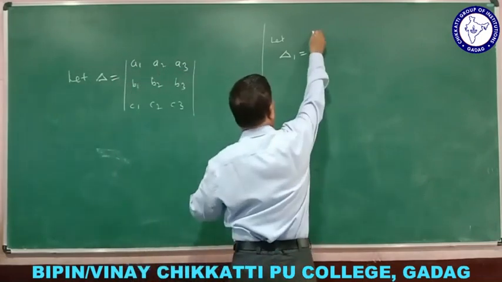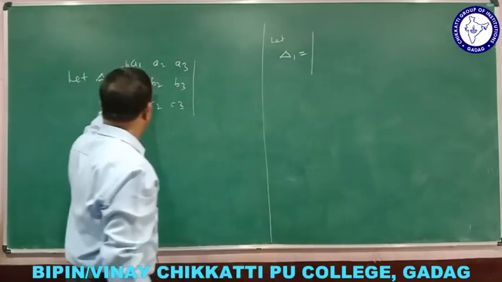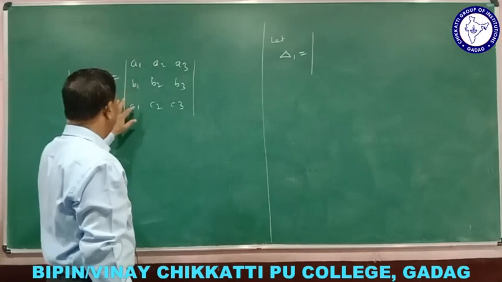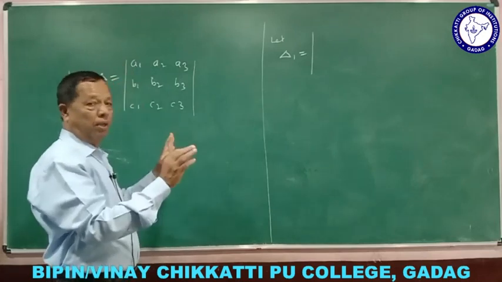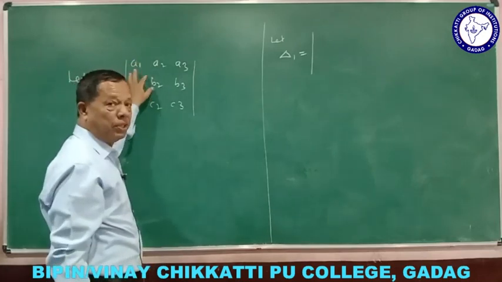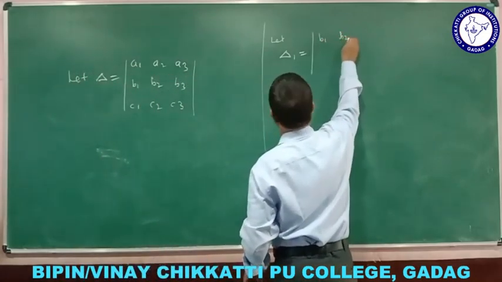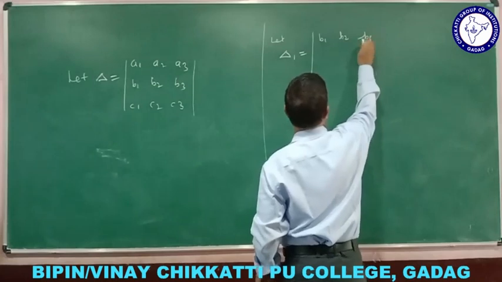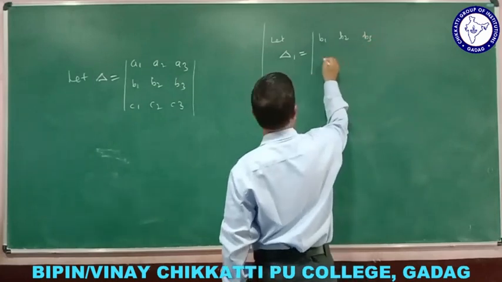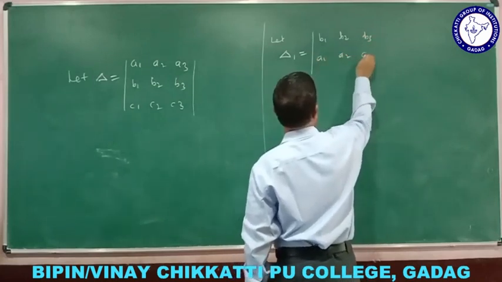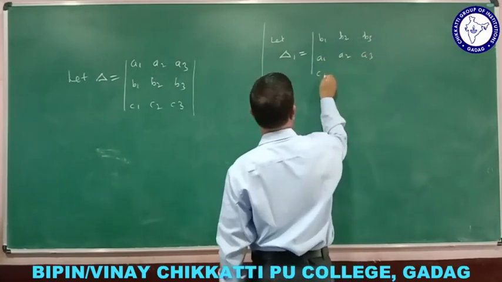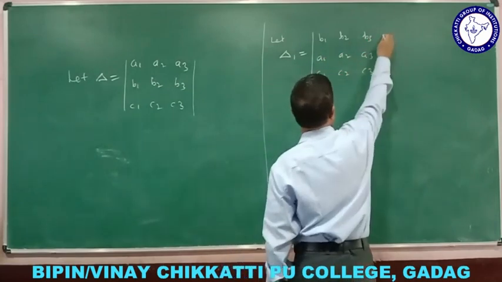And which two rows do we have to change? This to this, or this to this, or this to this, whichever you say. Shall I take these two, first and second? First and second means what? B1, B2, B3. Next, what do you say? A1, A2, A3. Next what? C1, C2, C3.